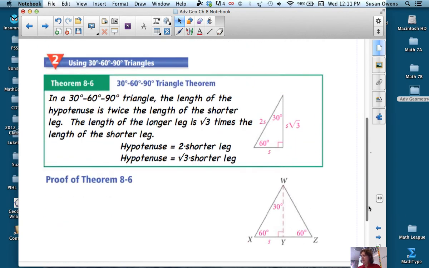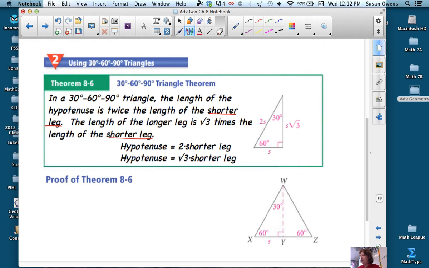The other one we have is a 30-60-90, and this one has a couple things. We have what's called the short leg, which is across from the 30-degree angle. We have the long leg, which is across from the 60-degree angle, and we have the hypotenuse. In a 30-60-90 triangle, the length of the hypotenuse is twice the length of the shorter leg, and the length of the longer leg is root 3 times the length of the shorter leg. So you can tie everything back to the shorter leg. The hypotenuse is twice it, and the long leg is root 3 times it.